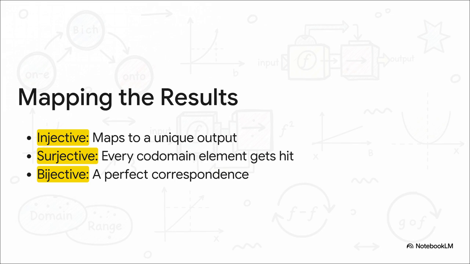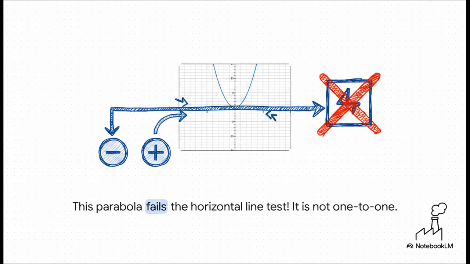No two inputs share the same output. Surjective, or onto, means every single possible element in that codomain we just talked about actually gets hit and becomes part of the range. And if a function manages to do both of those things, it's called bijective, a perfectly balanced one-to-one correspondence. But what does a failure of that one-to-one rule look like?